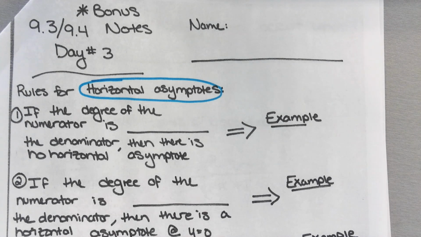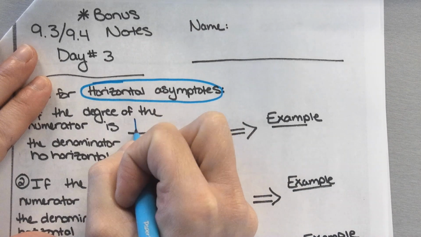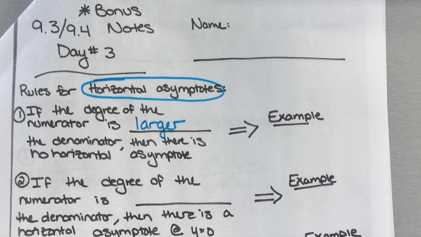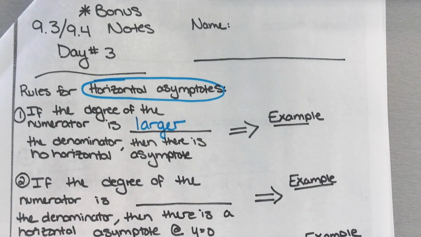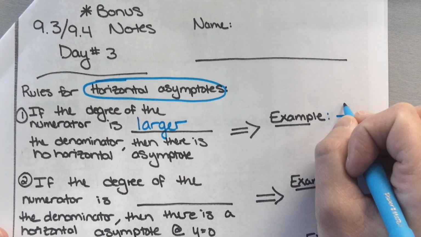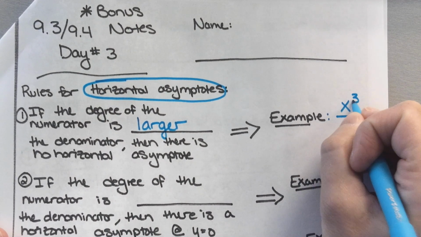Okay. Here we go. There are three rules for horizontal asymptotes. If the degree of the numerator is larger than the degree of the denominator, there is no horizontal asymptote. Let me show you an example of that.